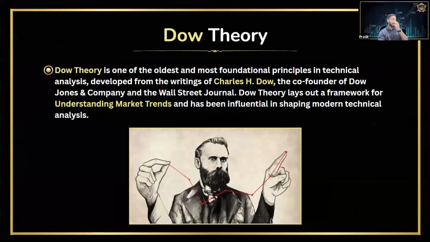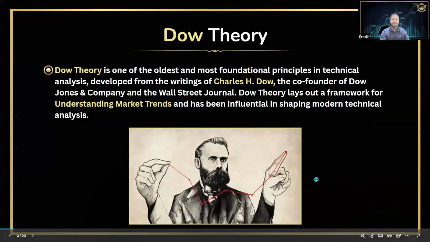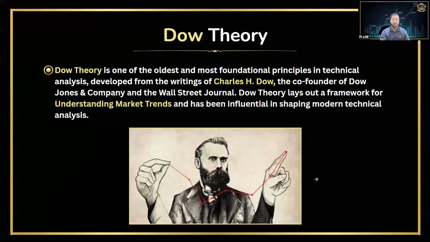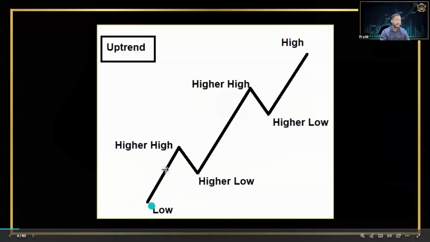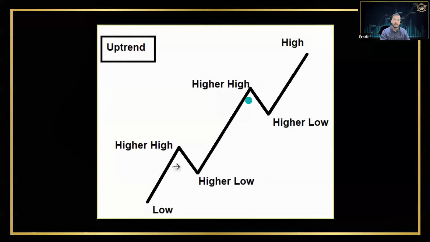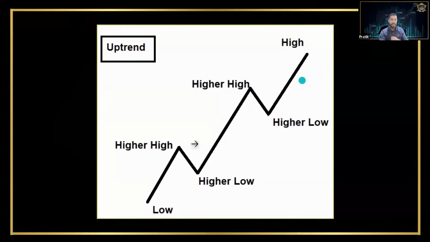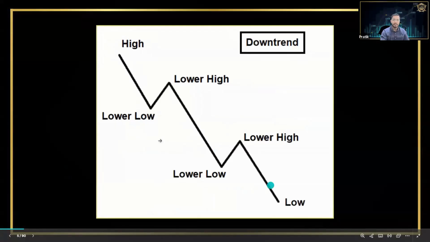Yeah. So we have understood Dow theory. Basically, it's a theory to understand market trends, whether the market is going up or going down. All of you know this part, right? What is an uptrend? Each high is higher than the previous high, and each low is higher than the previous low. This is a bullish market. Guys, uptrend is a bullish market. This is a downtrend. This is a bearish market.